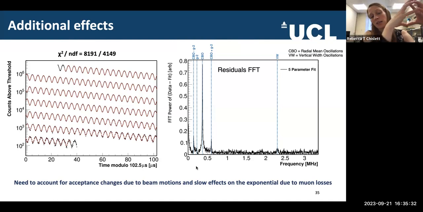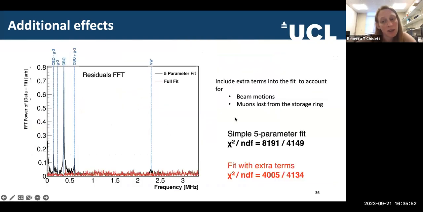So from the tracking detectors, you can see the beam swimming around, mostly radially, but it also changes vertically. And so these are the contributions that you see in this Fourier transform. So actually what we do is fit with a much more complicated fit to take into account these beam motions. So rather than doing a 5-parameter fit, we do a fit with about 24 parameters. And you can see that if you do that, you end up with this red line. So these frequencies have disappeared, and you also get a much better chi-squared value.